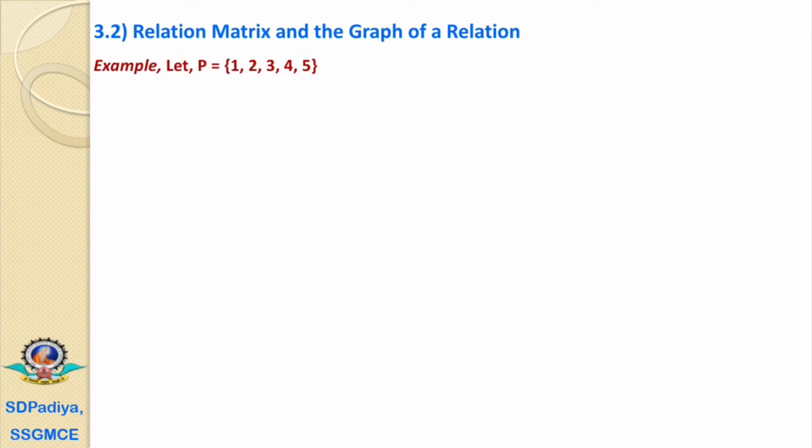We have the next example. A set P with the 5 elements 1, 2, 3, 4, 5, for the relation less than. It is a set of ordered pairs (x, y) such that x belongs to the set P and y belongs to the set P, and the relation is x is less than y.